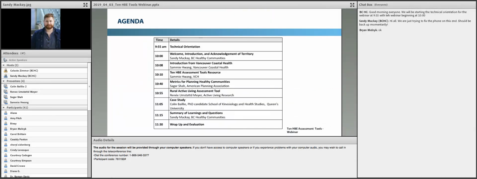Today's agenda is pretty quick. We've already done our technical orientation, and then we're going to have three speakers, Sami, Dr. Shah, Dr. Amstead-Meyer, and Colin Bailey. At the end, we'll have a brief summary of learnings and a question period. So we'd ask that you keep your questions until the end of the session. As we move forward, you can use your keyboard to type in comments or questions in the chat box, and we will circle back to those during the question period. And then once the question period starts, feel free to raise your hand using the technology, and we will call on you if you'd like to ask a question over the phone.